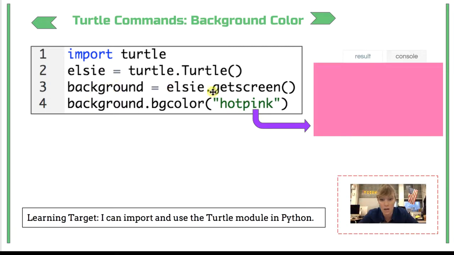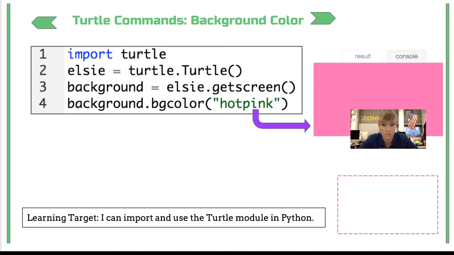Once you've gotten the screen and named it, you can refer to the name and you can use methods on that name. Background color can't be used on the turtle, but it can be used on the screen that I just got. So I say background.bgcolor, and I put in a color name that's recognized by the browser.